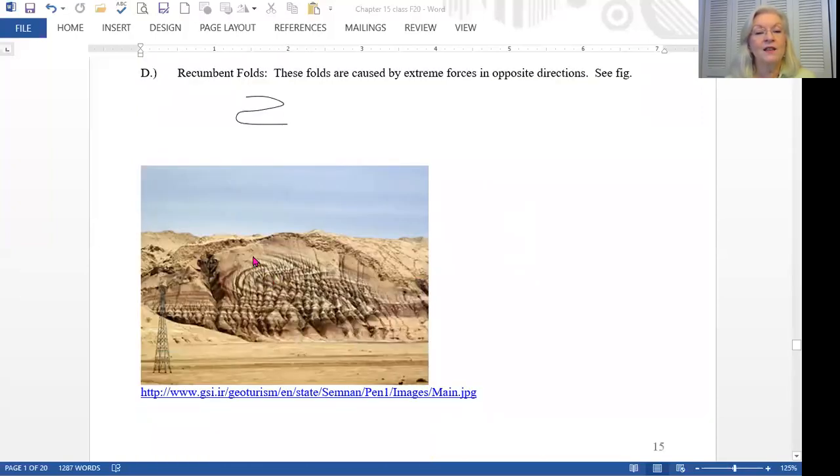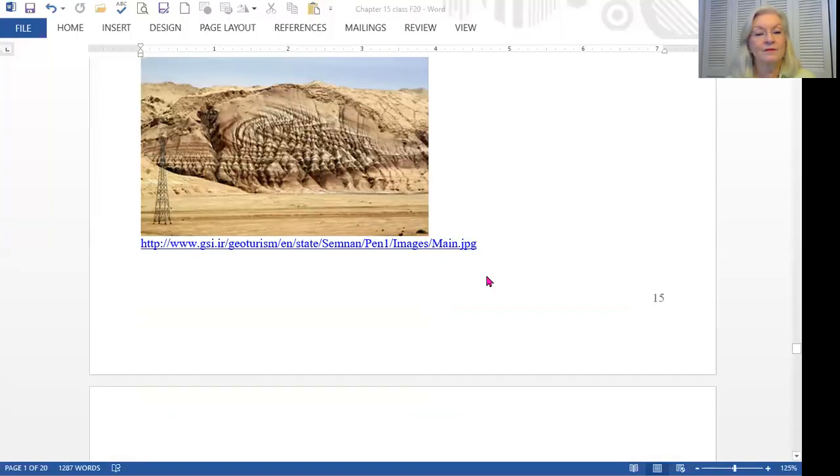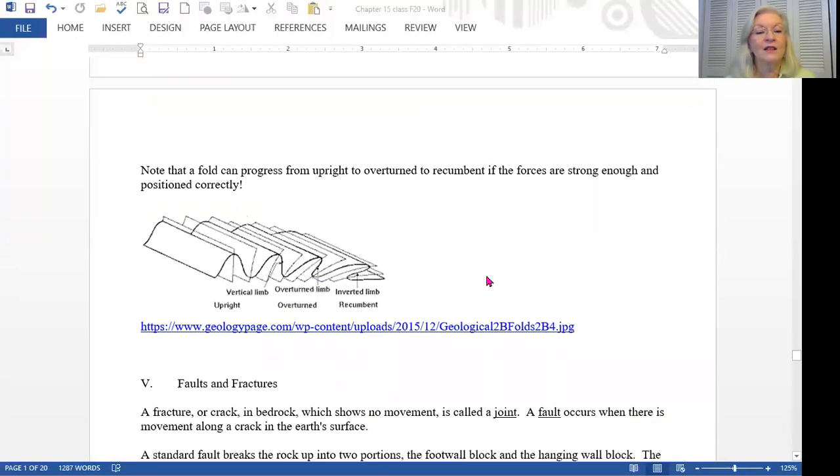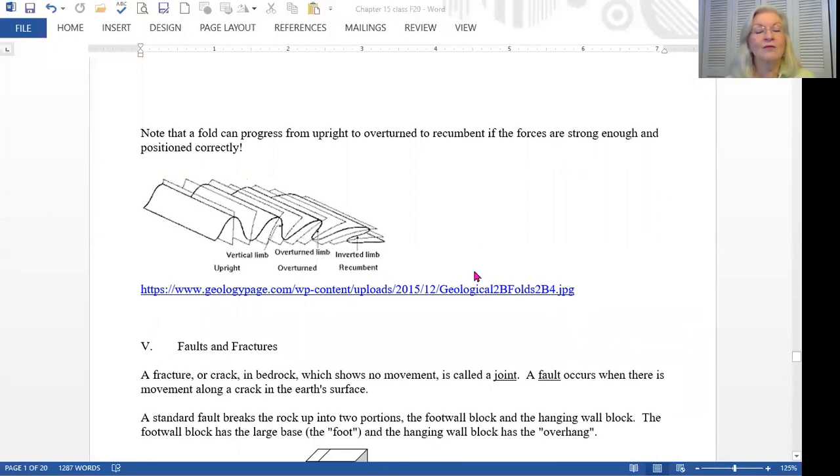And you can see in the photograph that it's on its side. As I said earlier, a fold will start out progressive. You might have an open fold, and then you compress a little more and it becomes an upright. Here we've got an overturned fold. Then we push a little more and it's a recumbent fold. So it can be progressive.